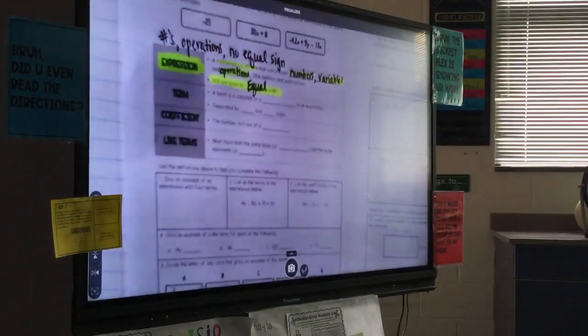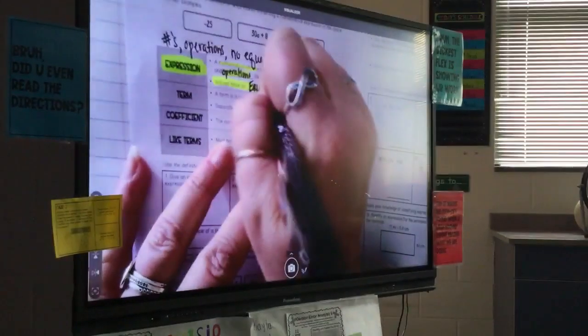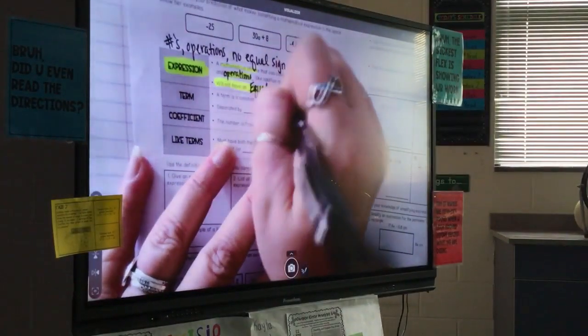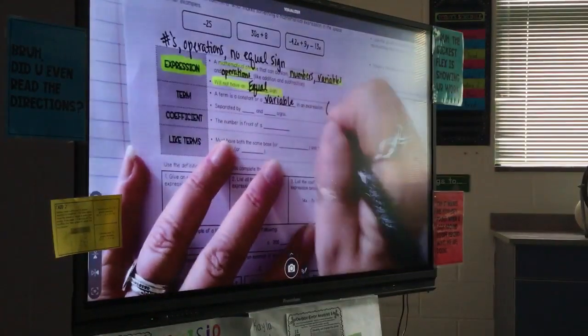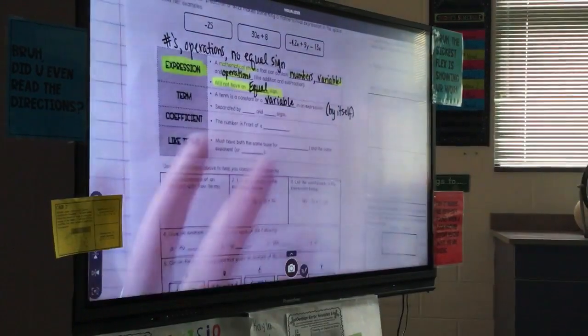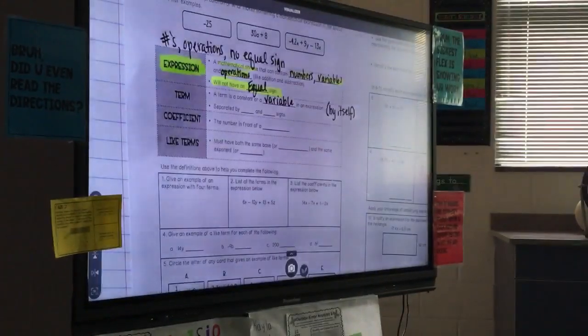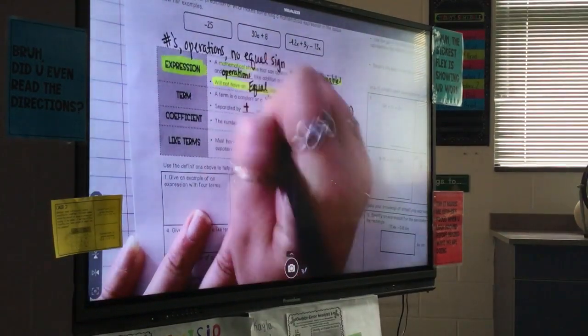All right, a term is a constant or a variable in an expression. And in parentheses next to this, I want you to write by itself. All right, that means that there's no number attached to it if it's a variable. And if it's a number, there's no variable attached to it. It's just all by itself. And it's separated by a plus and minus.